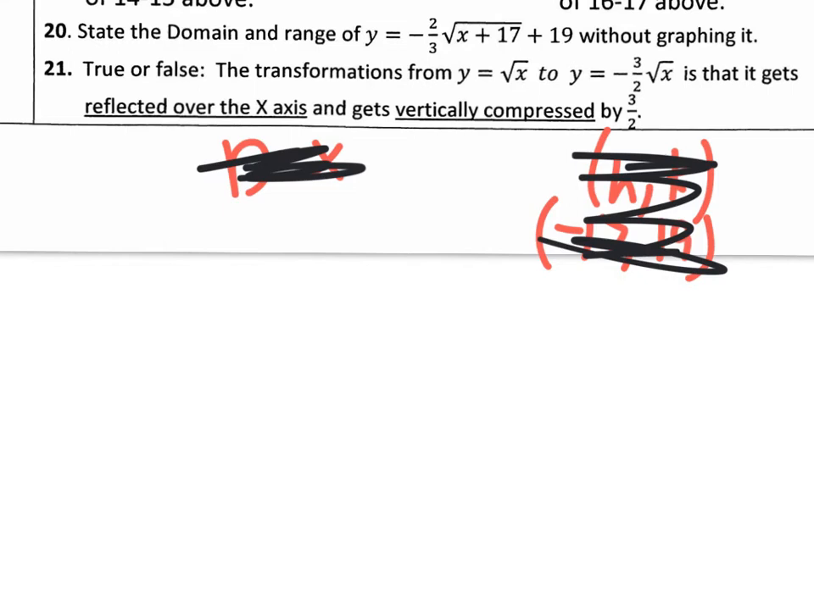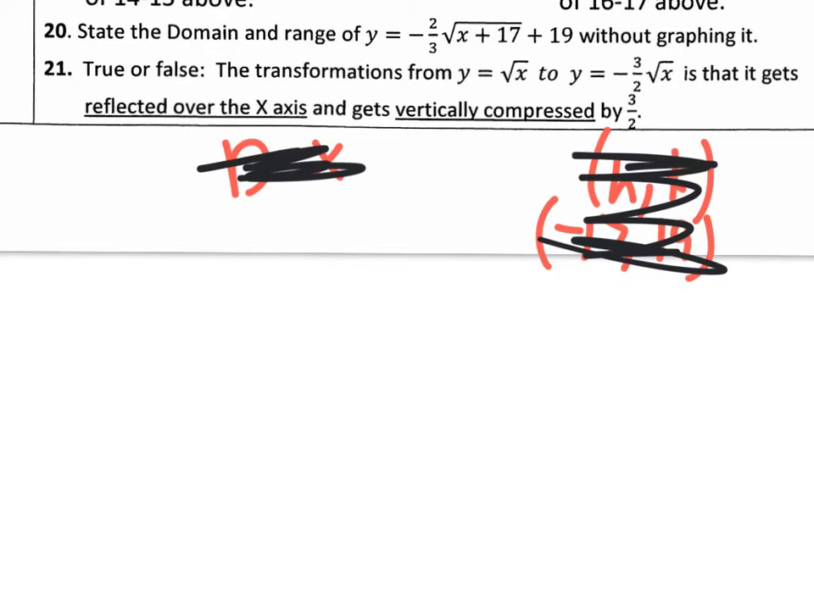And the final question on tomorrow's quiz, true or false? The transformations from the parent graph y equals the square root of x to the new graph y equals negative 3 halves square root of x is that it gets reflected over the x-axis and gets vertically compressed by 3 halves. Is it true or false? True? What's false about it?